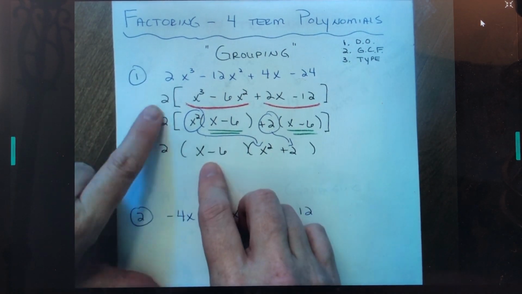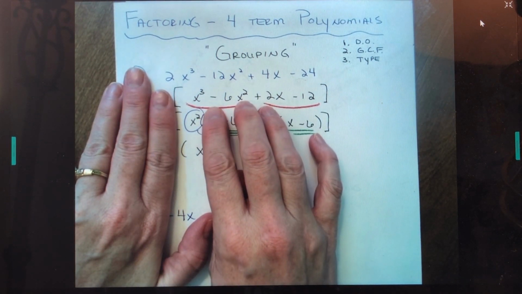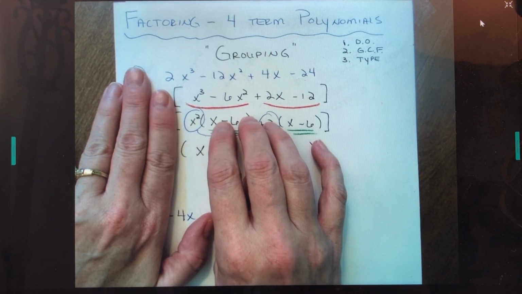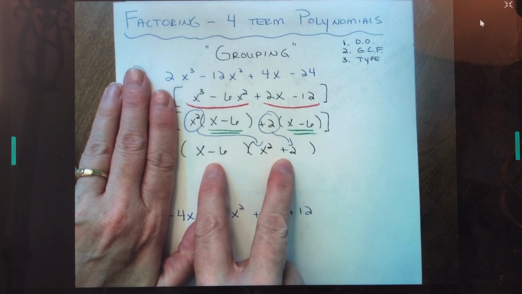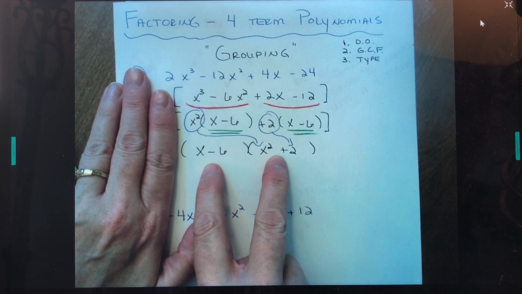And so again, this GCF was out front, and this resulting 4-term polynomial, I use the grouping process to write it as the product of 2 binomials. The question becomes, are you done? Do you get to stop?